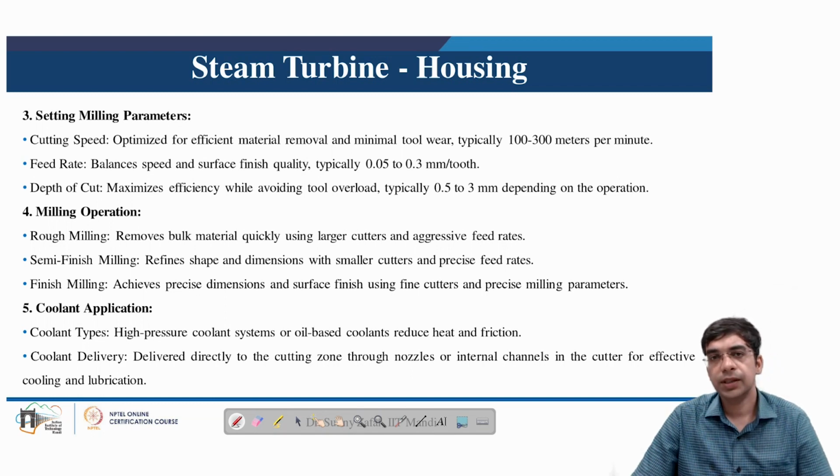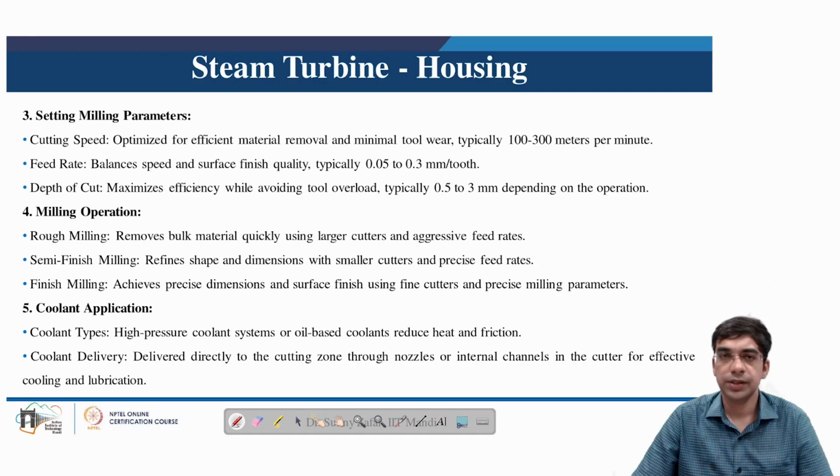Depth of cut is the third important milling parameter, which maximizes the efficiency while avoiding tool overload. Typically, a depth of cut of the order of 0.5 millimeter to 3 millimeter is chosen depending on the operation. Next is the sequence of milling operations.